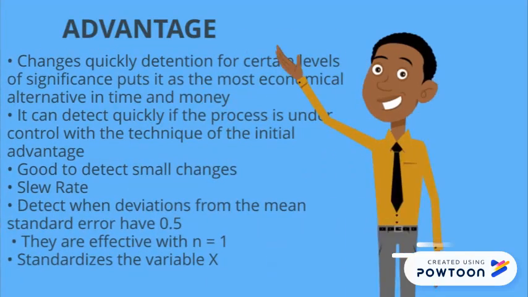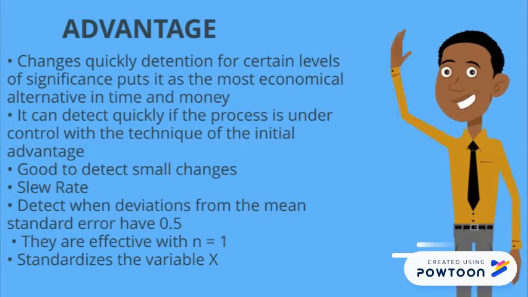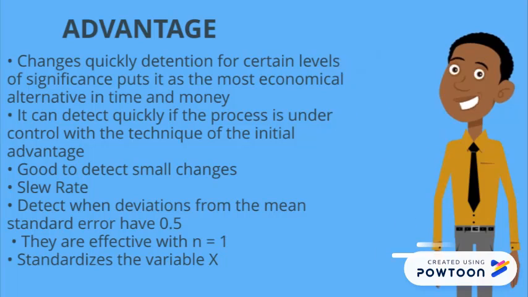Advantages. Quick change detection for certain levels of significant shifts, as it is the most economical alternative in time and money. It can detect quickly if the process is under control, with the technique of the initial advantage. Good to detect small changes. Slow rate. It detects when the deviation from the mean is 0.5 standard errors. They are effective with n equals 1.